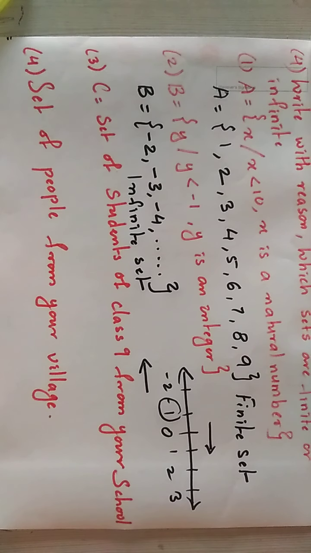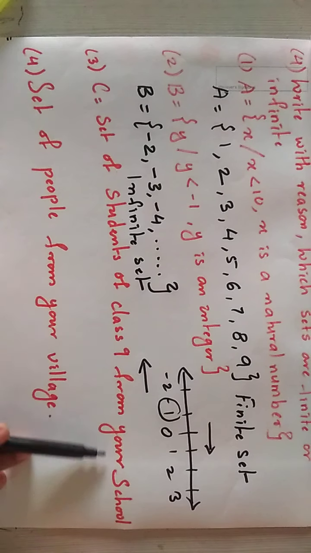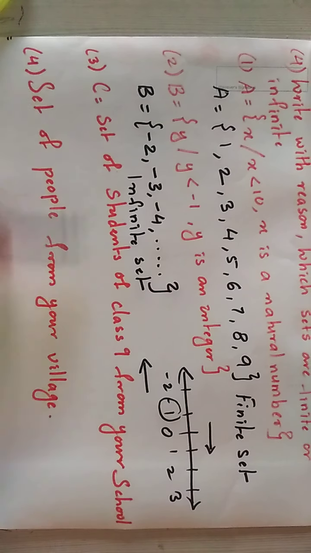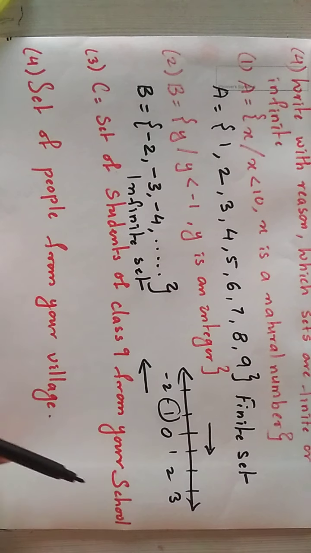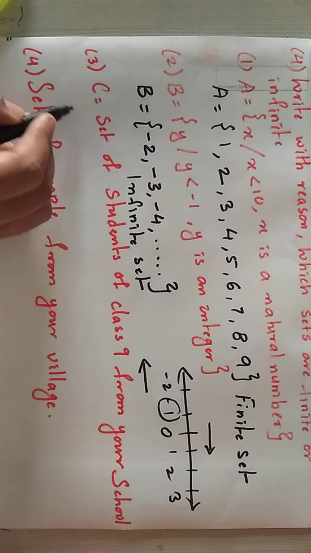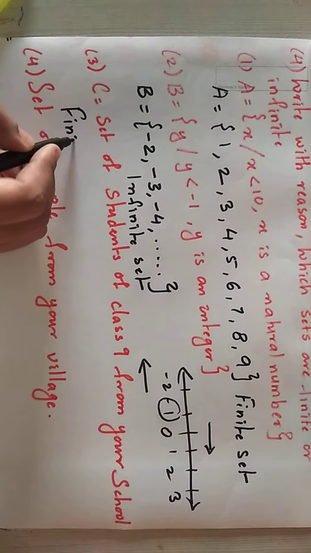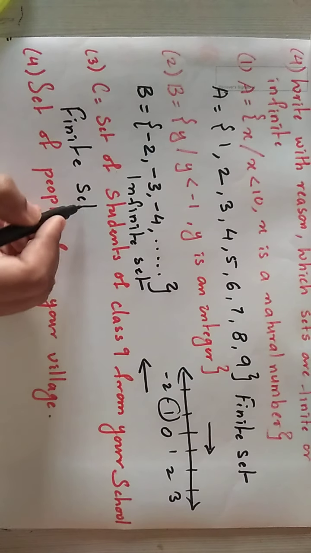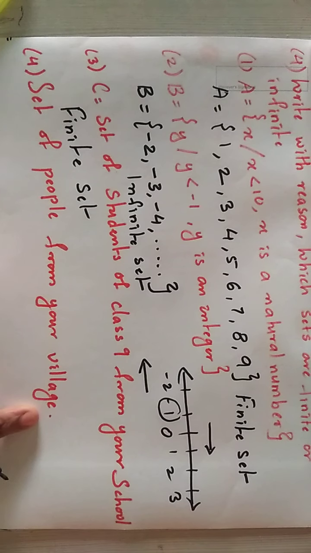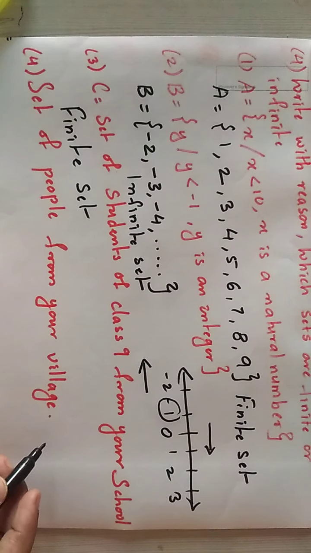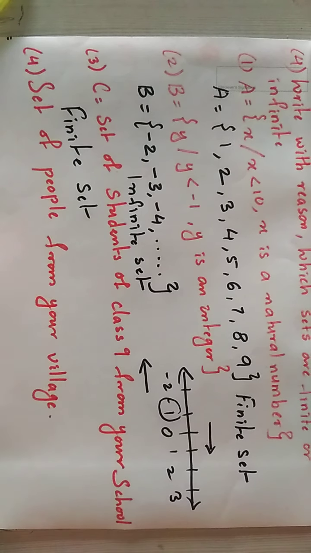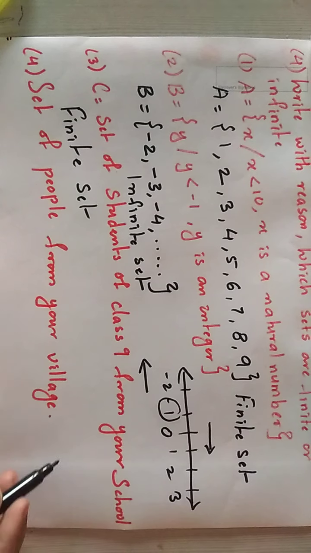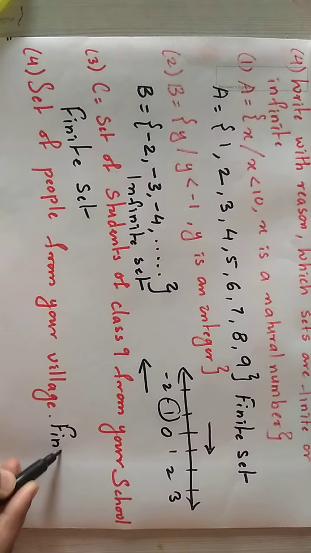Now let's see the next set, which says set of students of class 9 from your school. Now we know very well that the class 9 of your school can be easily listed or found out with the help of the attendance register, and it can be counted. So set C is a finite set. The same logic you can apply for people from your village. People from your village can be counted and are maintained regularly yearly on a census basis. So we call this set a finite set.